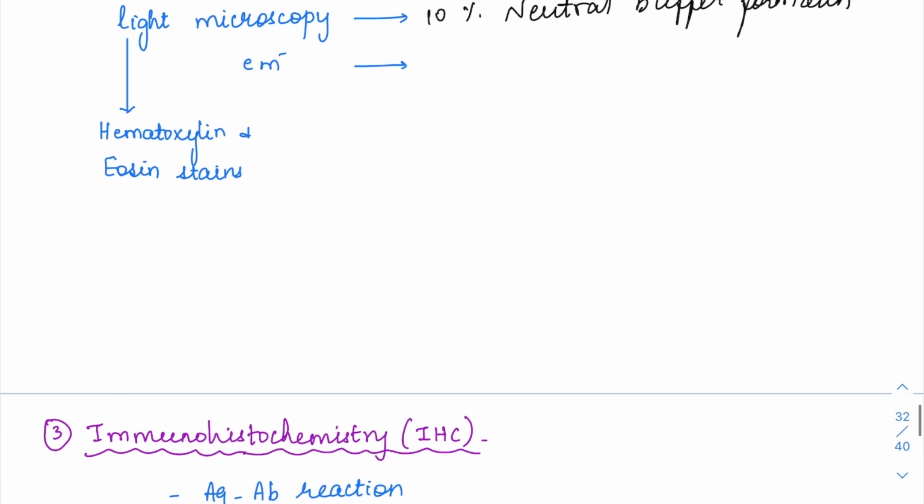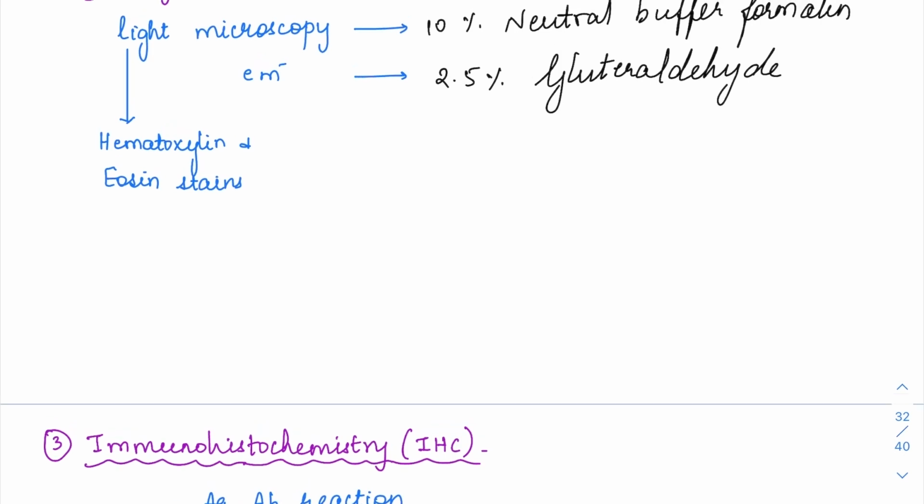You can also use electron microscopy. For electron microscopy, the fixative is 2.5% glutaraldehyde. So the fixatives, they can ask. For pap stain, it is 95% ethanol. Then for light microscopy, it is 10% neutral buffered formalin. For electron microscopy, it is 2.5% glutaraldehyde.